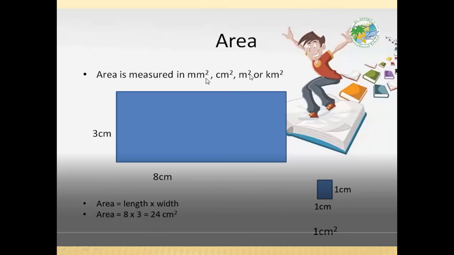What is the meaning of meter square? Meter times meter. Kilometer square, kilometer times kilometer. Then this is the measuring unit of area, because area always equals side times side, length times width. Okay?